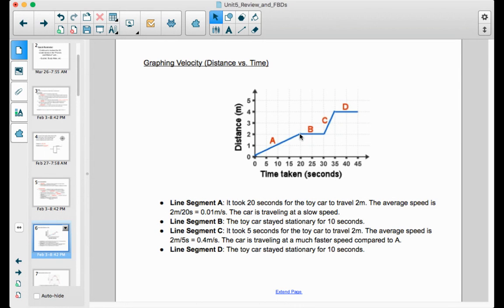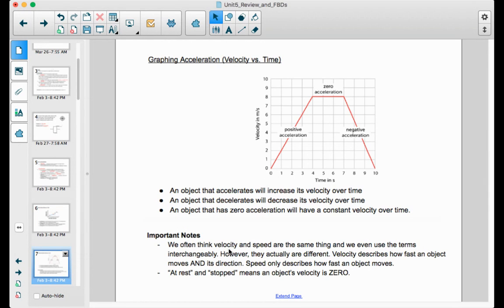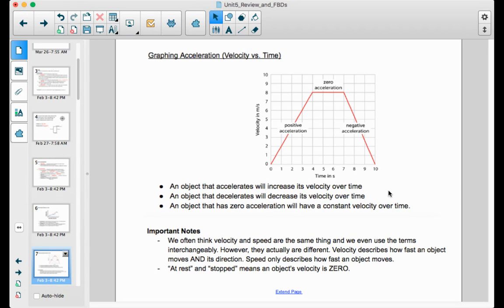Then for B and D, you see there is no increase in distance over a certain time, so these particular segments show a stationary position. And just a quick review: positive acceleration is speeding up, zero acceleration is a constant velocity, and when we are slowing down, that shows us some negative acceleration. This will conclude the first screencast on describing motion.